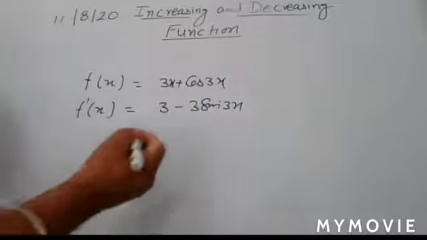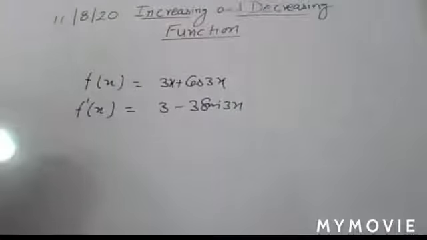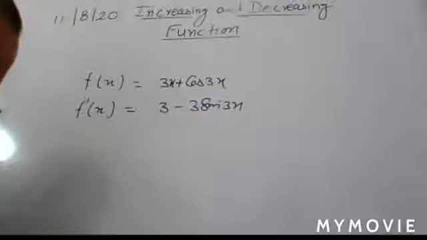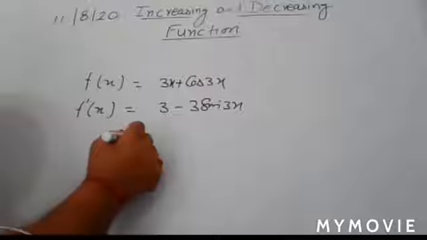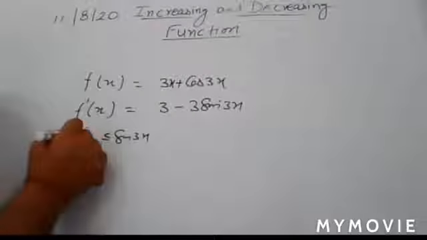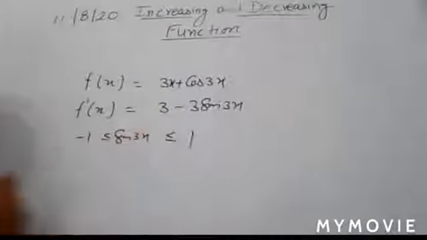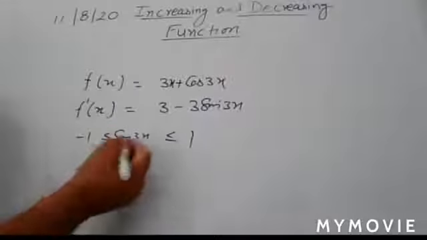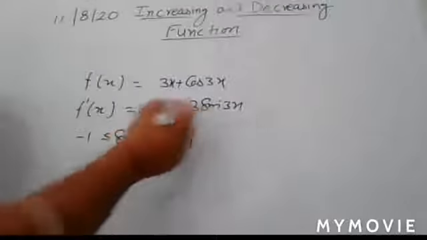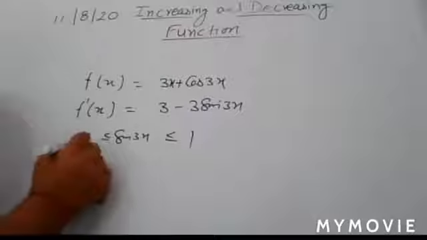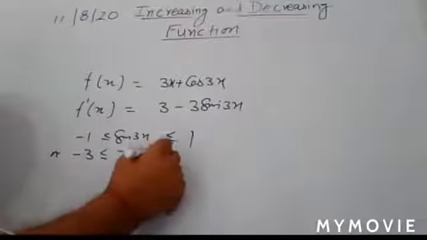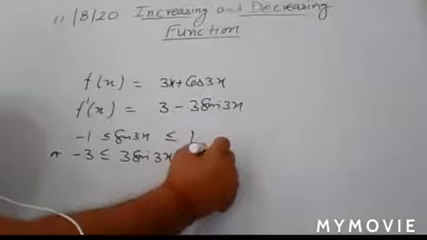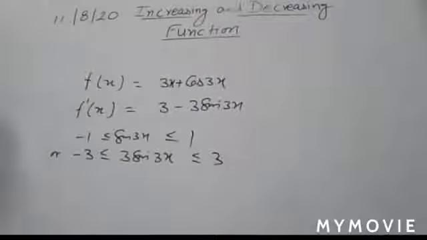So you well know about sin 3x. The value of sin 3x is greater than or equal to -1 and less than or equal to 1. Now multiplying each term by 3, you have -3 is less than or equal to 3 sin 3x, which is less than or equal to 3. You write it in this way.